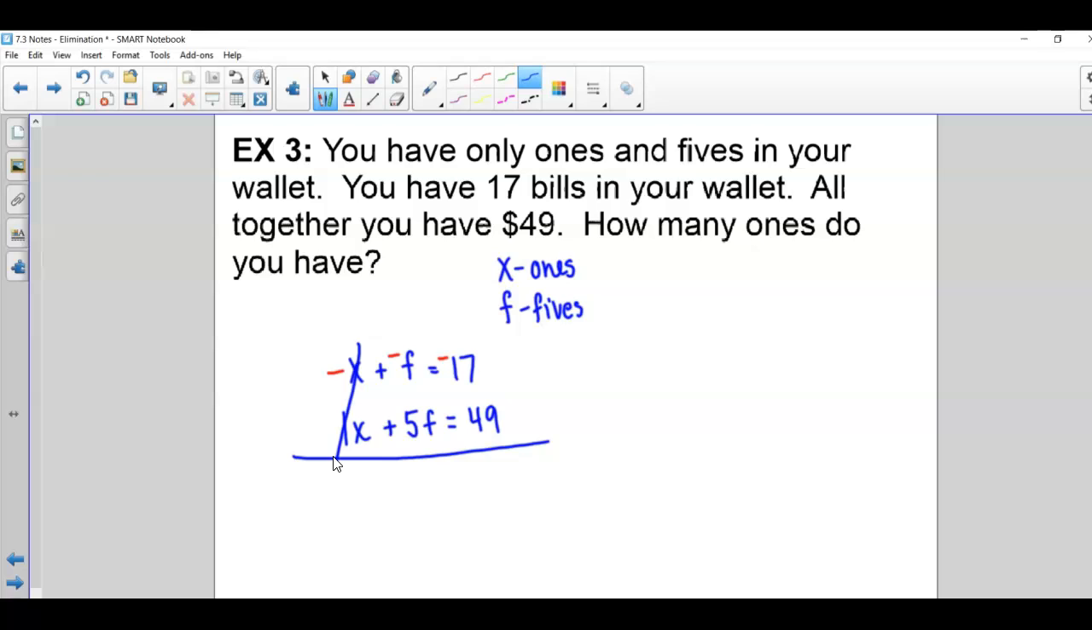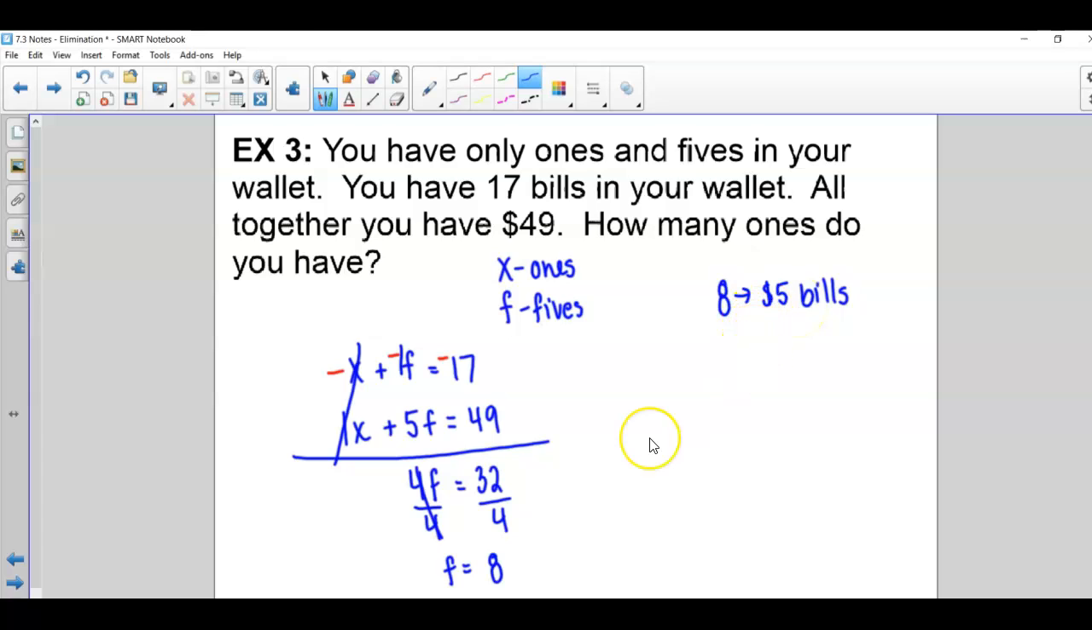What do I get when I add those together, Ian? So the x's will cancel. When I add the f's, what am I going to get? Good, 4f, because that's like a -1 right there. And then for the -17 plus 49, what do we get there? 32. And so I'm going to divide by 4. And f equals 8. So I have 8 $5 bills. Okay, that's worth $40, right?